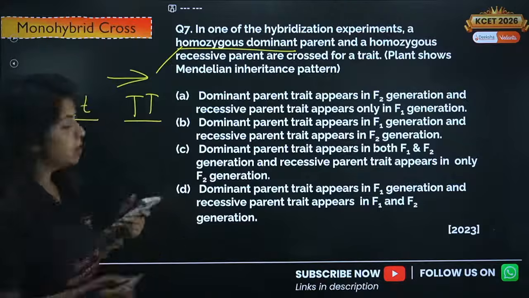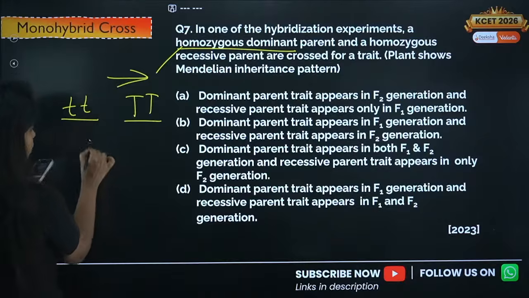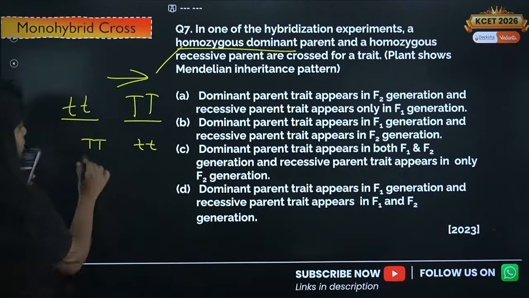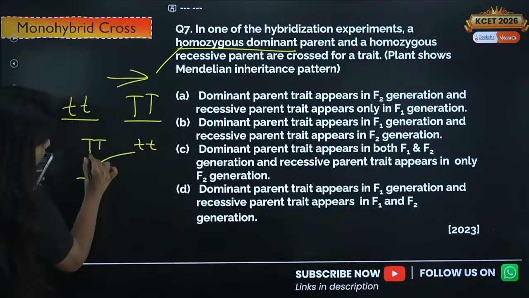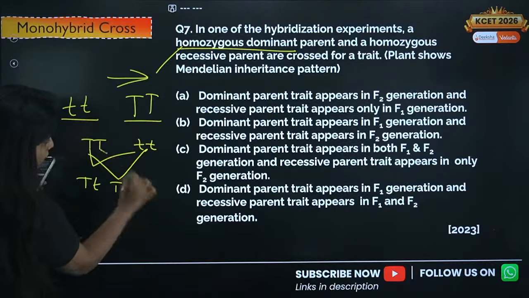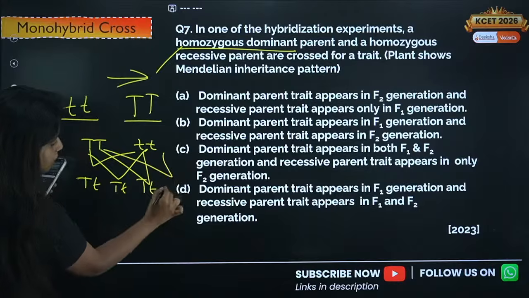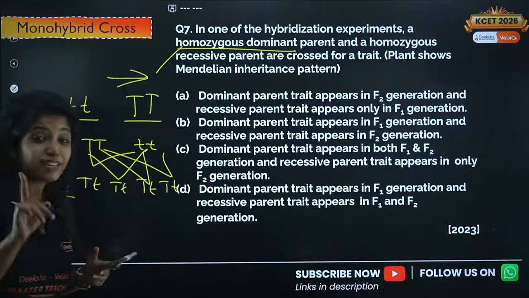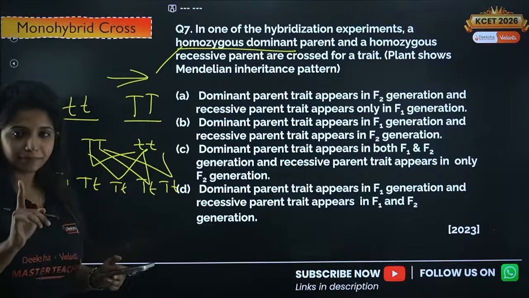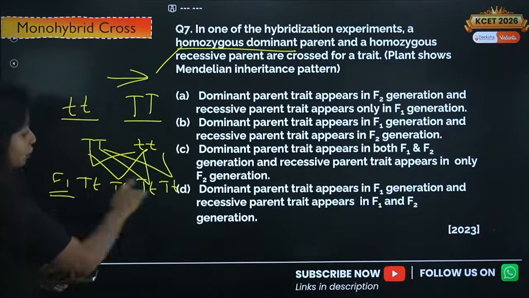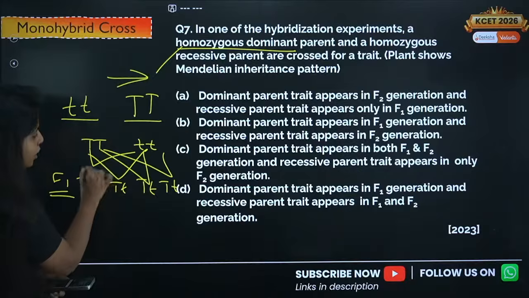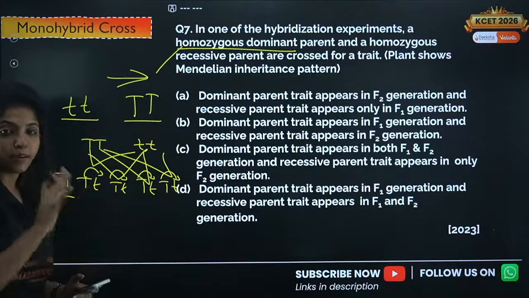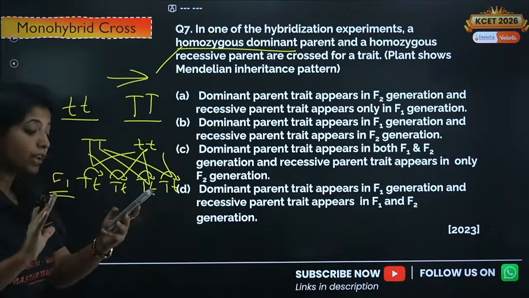Now you have to tell what will be seen in F1 and F2 generation. So when capital T, capital T and small t, small t are crossed, what is that something that you see over here? All of them will be capital T, small t. Now this is the first generation, F1 generation, this is the easiest question. Can you all try? So in F1 generation, what do you see? You always see the dominant trait. In F1 generation, there is no recessive trait.